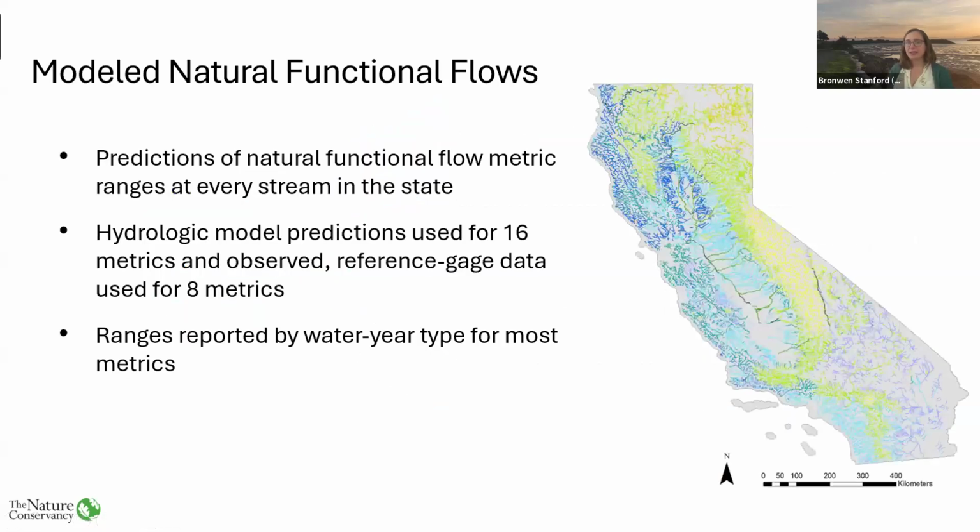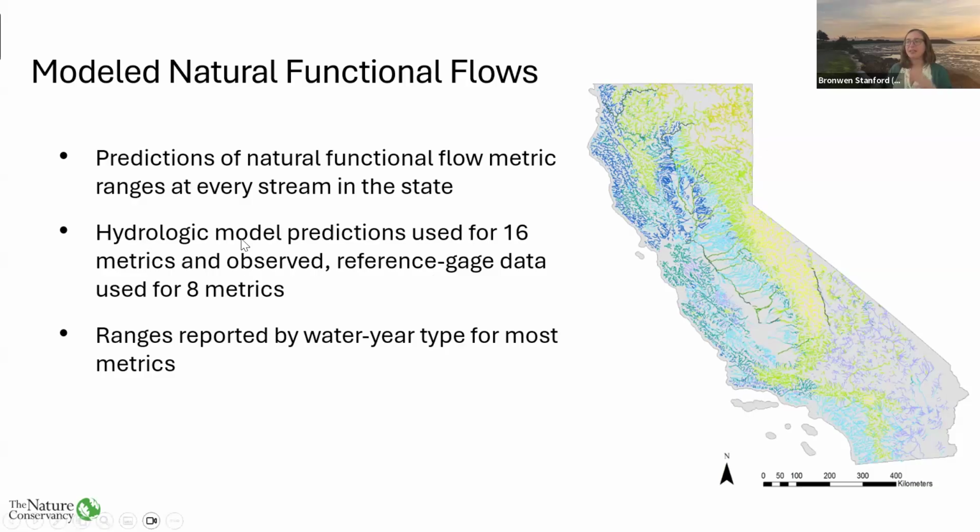And I've mentioned them a few times, so I thought I would provide a little bit more information. One thing we're referring to, especially for the alteration assessment, is these modeled natural functional flows. This was an earlier part of the project, I think completed in 2022. It was led by Ted Grantham and others within the CEFF technical team. And we predicted natural functional flow metric ranges at every stream in the state. So using that set of reference or least impaired gauges, we trained a model, and then we predicted the ranges of natural functional flows for each metric all across the state.